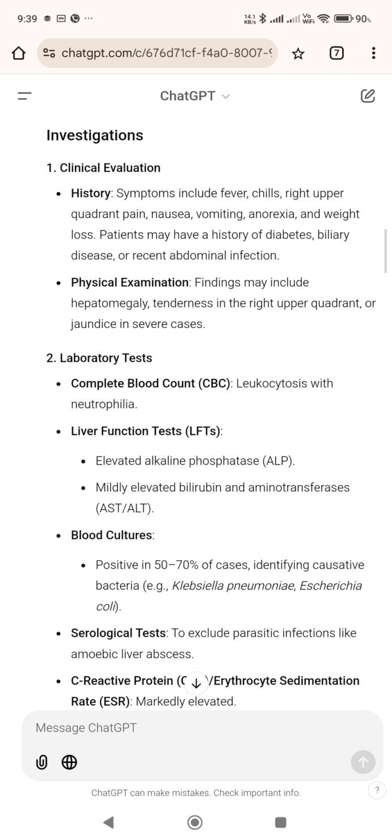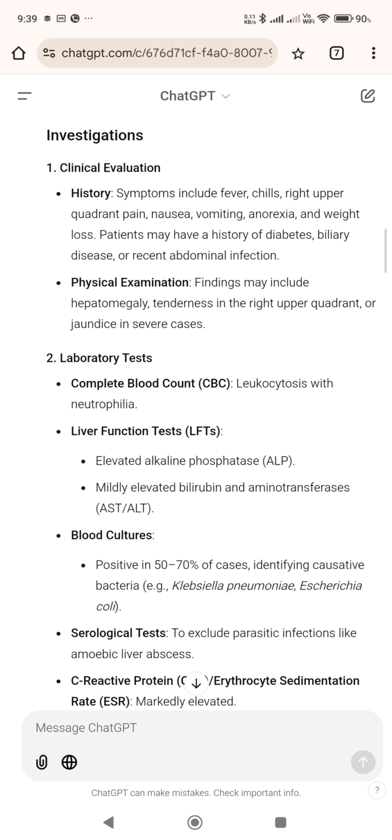Investigations. 1. Clinical evaluation. History. Symptoms include fever, chills, right upper quadrant pain, nausea, vomiting, anorexia, and weight loss. Patients may have a history of diabetes, biliary disease, or recent abdominal infection. Physical examination. Findings may include hepatomegaly, tenderness in the right upper quadrant, or jaundice in severe cases.